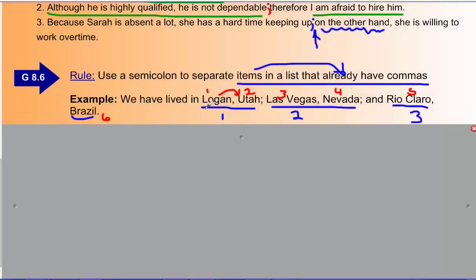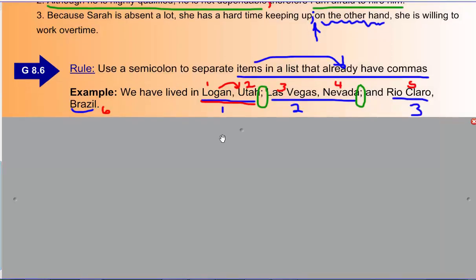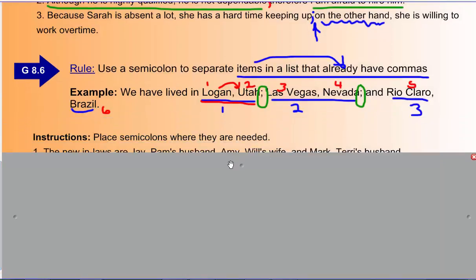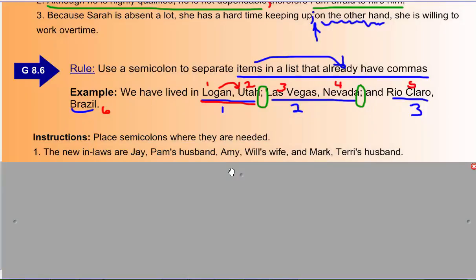And because Logan is in Utah, we want to separate those by a comma. To make it clear now, so I don't have another comma going on here to make it look like a big long list of 6, I use this semicolon in between here and in here to separate these things that already have a comma in them. Okay? We see this mostly with 2 things. We see it with city and state.